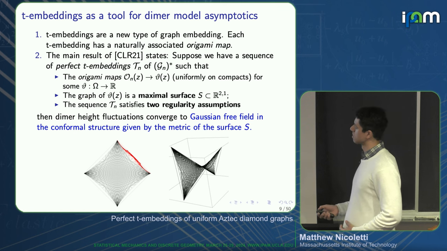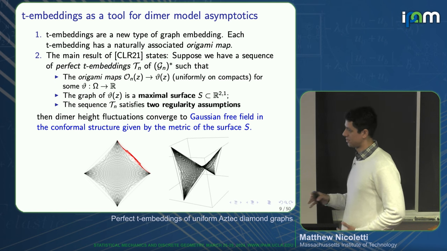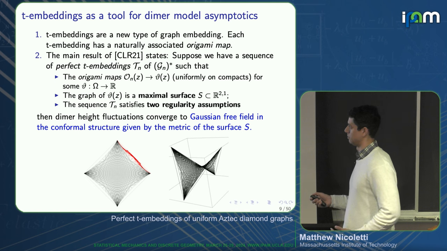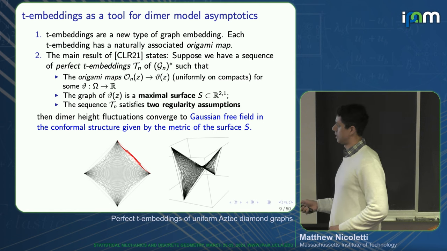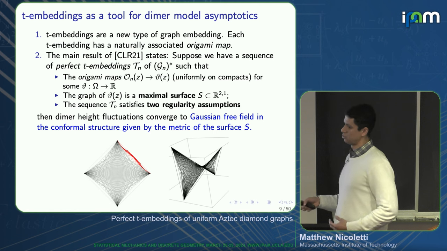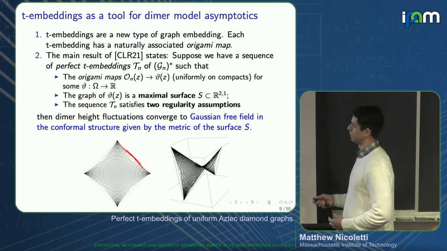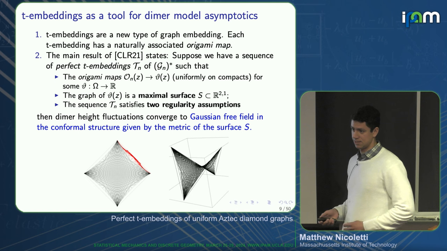If these converge, and if the graph of this limiting origami map is a maximal surface in R^{2,1}, so if it has zero mean curvature in R^{2,1}, so R^3 with ambient metric of signature plus, plus, minus. And if, in addition, this sequence of embeddings satisfies two regularity conditions, then height fluctuations converge to a Gaussian free field in the conformal structure given by the metric of this surface. So you can compute the covariance structure of the limiting Gaussian field from this surface, according to this theorem, if you have your sequence of perfect t-embeddings.